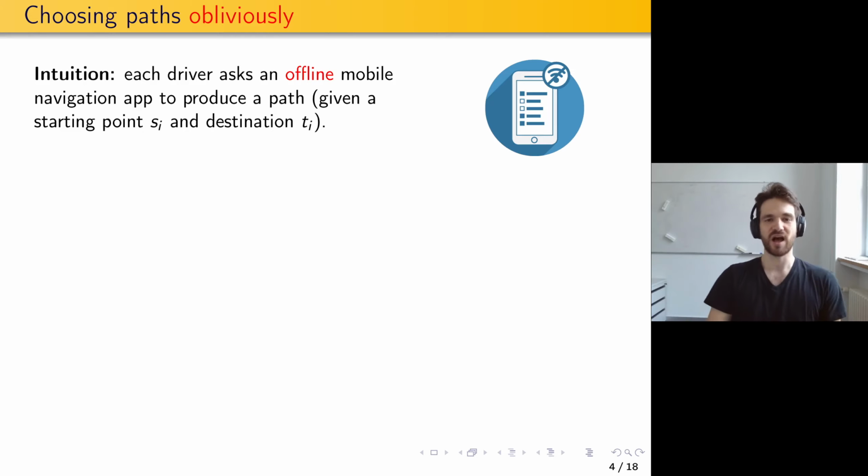Okay. Now, what does it mean that it's offline? Well, the point that I want to emphasize here is that the offline mobile navigation app does not have information about where the other drivers want to go, or even how many drivers want to drive that day. The navigation app only has the source and the sink of that one driver that is querying the app, and it needs to be oblivious with respect to everyone else. It needs to produce a path that has nothing to do with the other drivers, and it needs to still produce a good path that gives a good makespan.